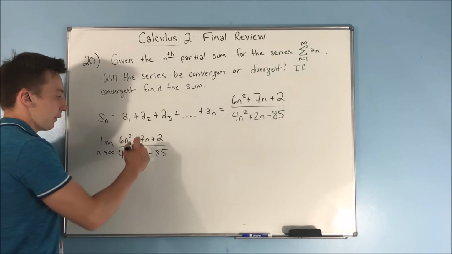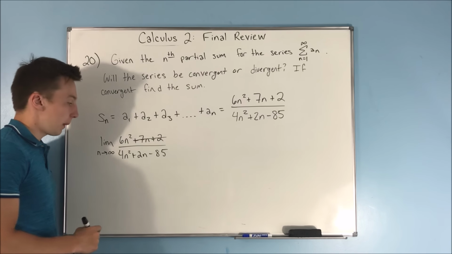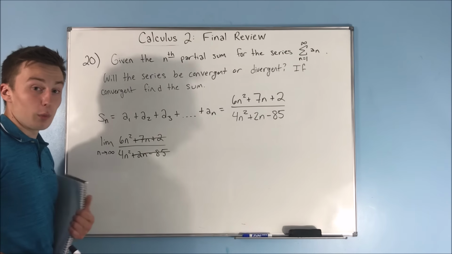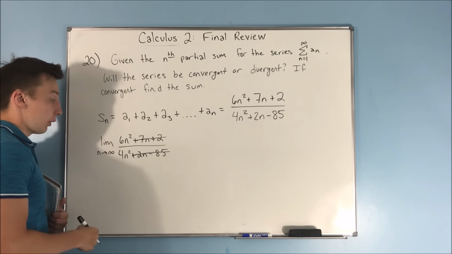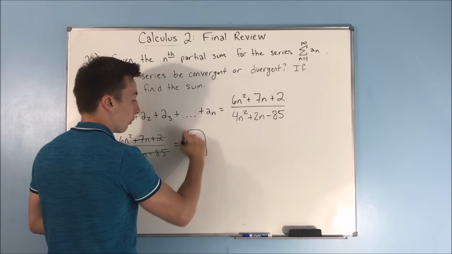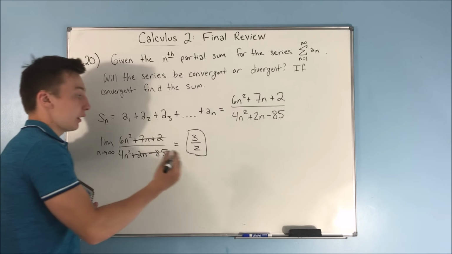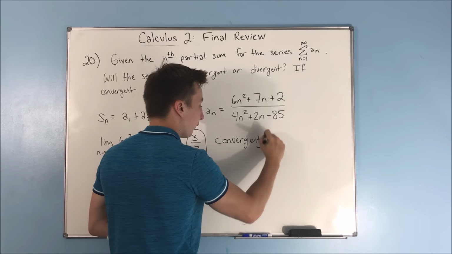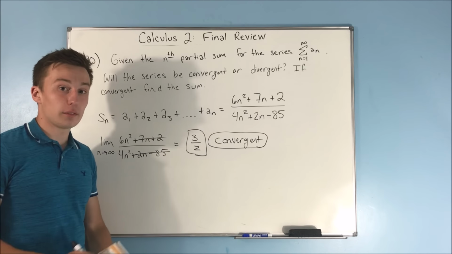You don't have to do that though. We don't need to worry about the 7n or the 2. We want to worry about the highest power of n here and the coefficients on those. We have an n squared on the top and bottom, and the coefficients are a 6 and a 4. So simplifying that, that's 3/2, and that's what the limit will equal. So it's convergent. That's another thing you can write. It's convergent, and the sum is that limit, which is 3/2.